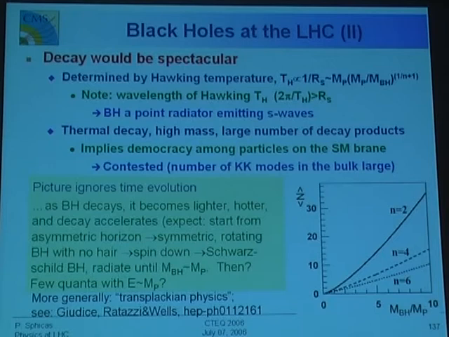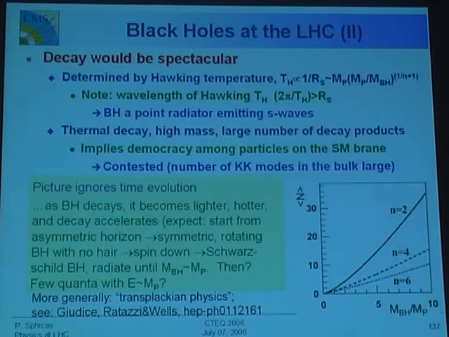So the first thing you would observe is a complete change of the rate at which leptons appear with respect to jets. And also, it doesn't care whether one guy is 100 GeV and the other guy is 1 GeV, because at this mass, the kinematics doesn't make any difference. So the whole point is whether this is just a thermal decay of a high mass object that has a very large number of decay products, which implies a democracy along all the particles.